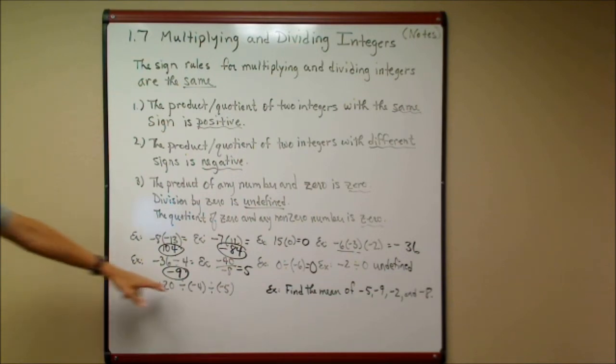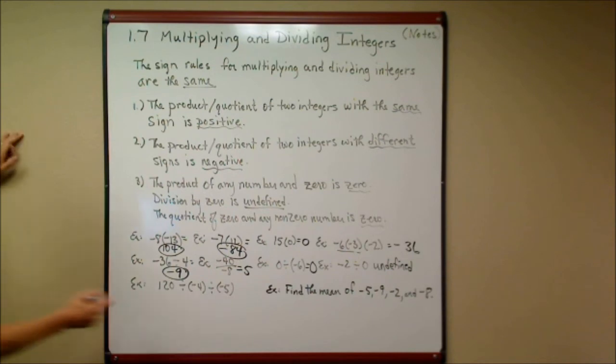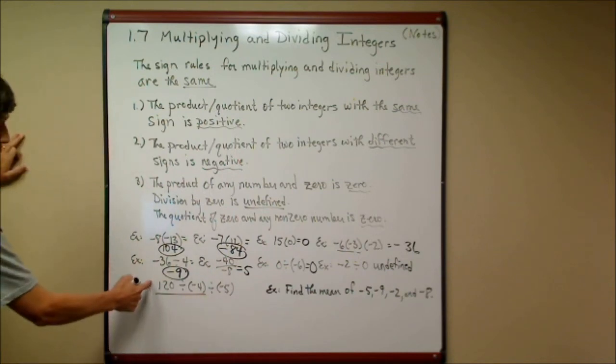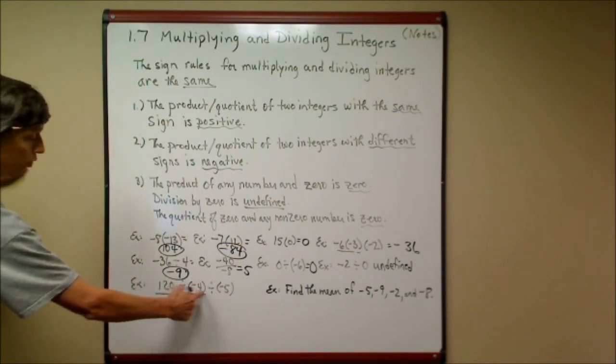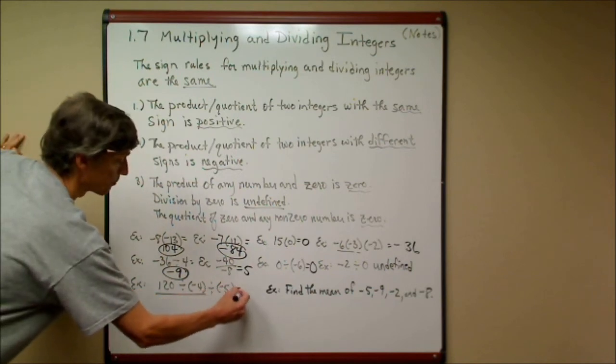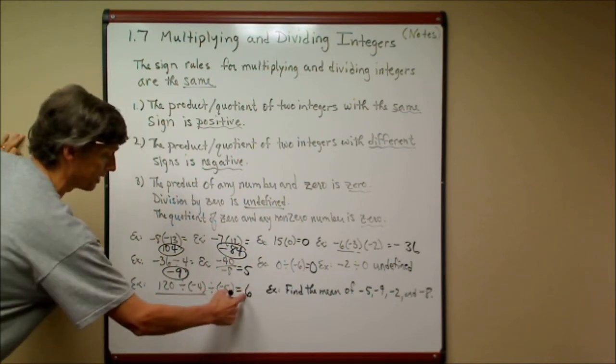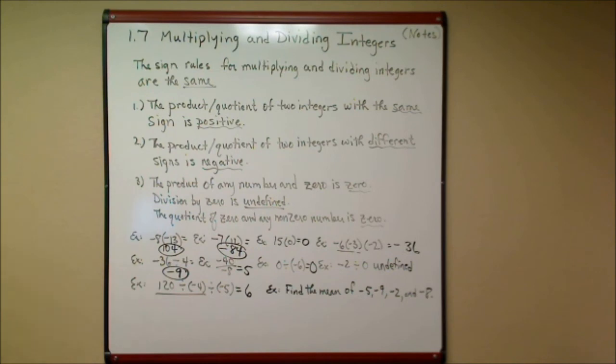Now here's one with 3 numbers, and the rules work the same. You can count up how many of these values are negative. I have 2 negatives, an even number of negatives. So my answer should be positive, and now it's just a matter of going left to right. 120 divided by 4 is 30. 30 divided by 5 is 6. And it's a positive 6 because I have an even number of negatives in this expression. And again, go left to right, you can work it that way.